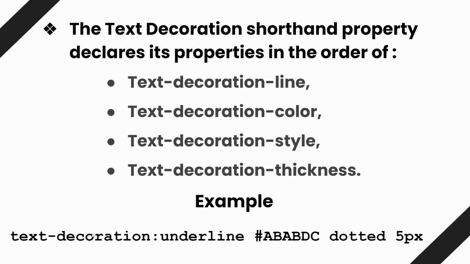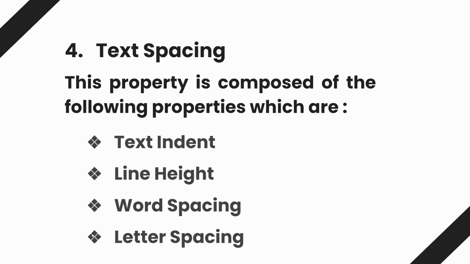And I think we are done with text decoration. So let's move on to the next properties under text properties. The next property we have is the text spacing property. The text spacing property is composed of four other properties which we can see on the screen. The very first property here is the text indent, which is followed by the line height, then the word spacing, and lastly the letter spacing property. We'll be seeing each of these properties individually in the next slide.